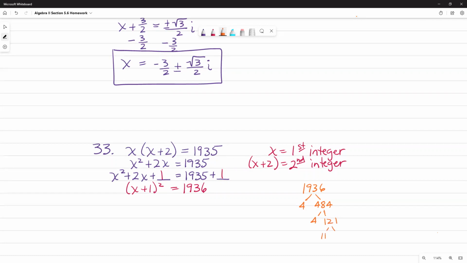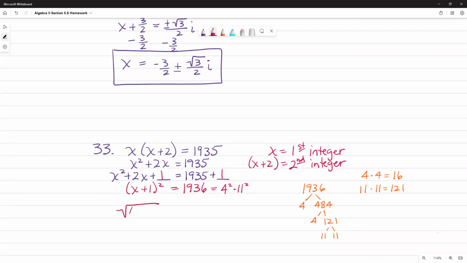And 121 is 11 times 11. So 4 times 4 is 16. 11 times 11 is 121. So I've got two perfect squares here. And I'm going to use the 4 and the 11. Okay, so let's go back over here. So if this can be written as 4 squared times 11 squared, I'm going to keep it like that.